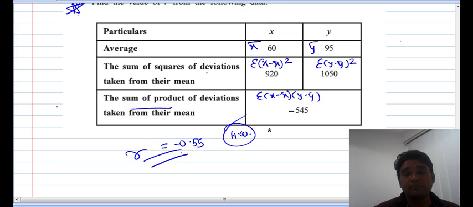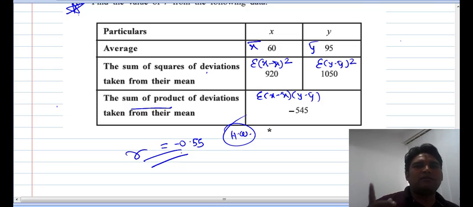right? So friends, this is all regarding the Karl Pearson product moment method, how to find the correlation coefficient between two variables. We saw all 6 formulas. Okay, so now the next method will be the rank correlation method.